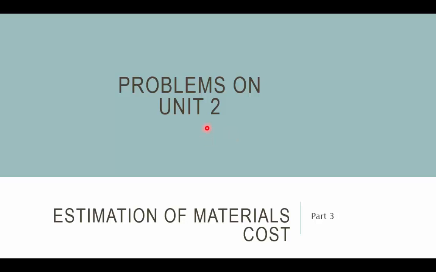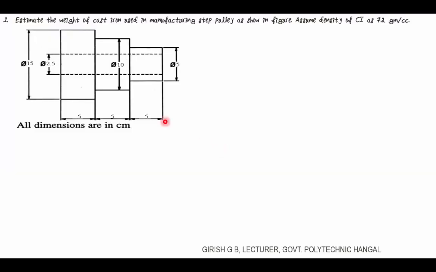Here we are going to solve the problems on the second unit, that is estimation of materials cost. These are the problems which are related to estimation of materials cost. The first problem is: estimate the weight of cast iron used in manufacturing a step pulley as shown in the figure. Assume the density of cast iron as 7.2 gram per cc.